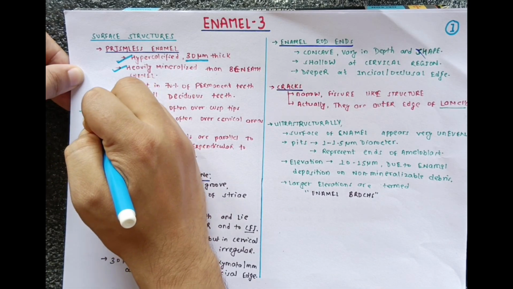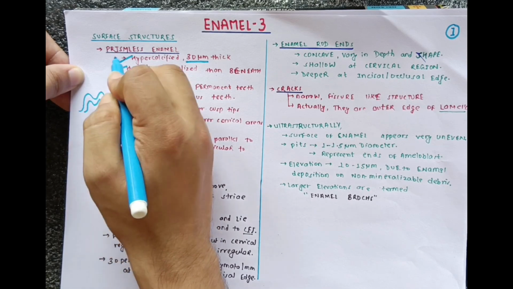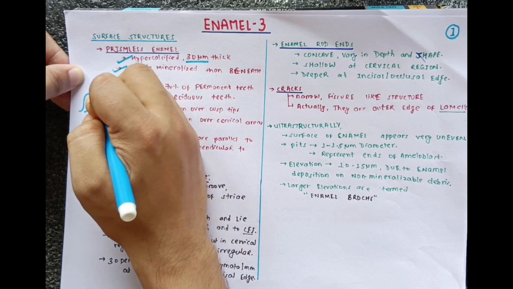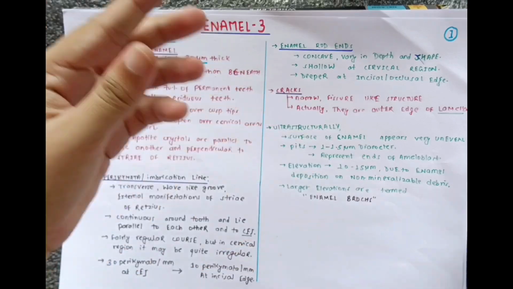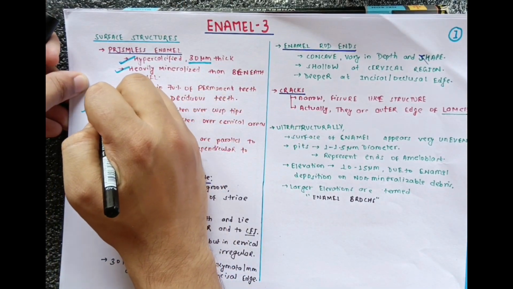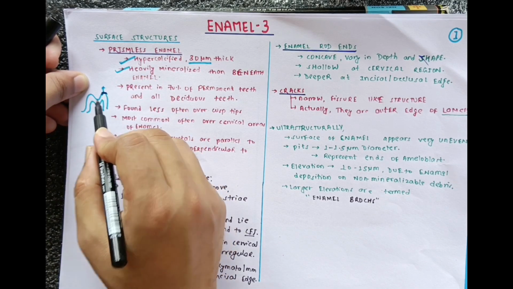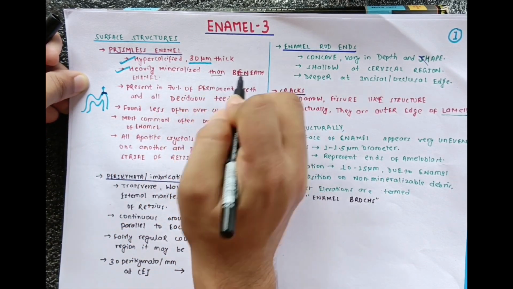Just think that it is a tooth. The prismless enamel is present at the surfaces of the tooth. I will draw with another pen. They are present at the surface of the enamel, the surface of the tooth. So they are heavily mineralized compared to the enamel beneath.